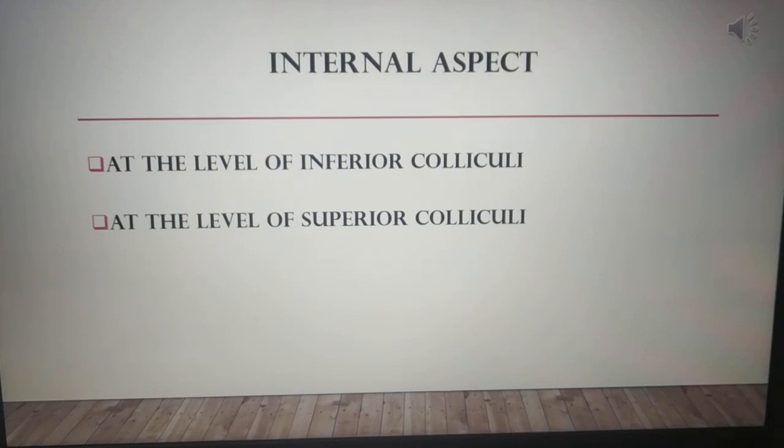So now we are going to see about the internal aspect of the midbrain. At two levels we will be studying about the midbrain. Before getting into the two levels, there are certain structures which are common to both the levels. We will see to that in the next slide.